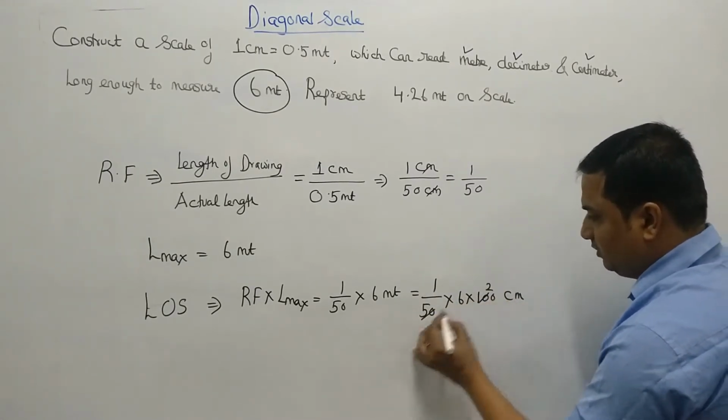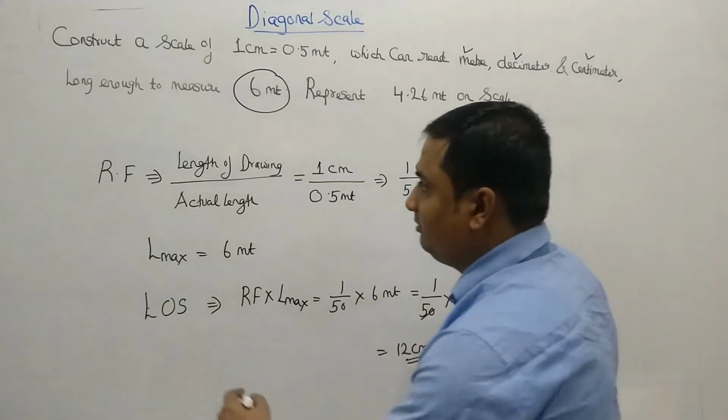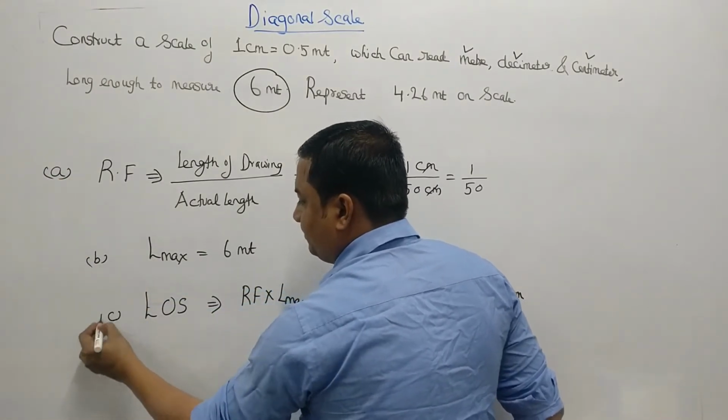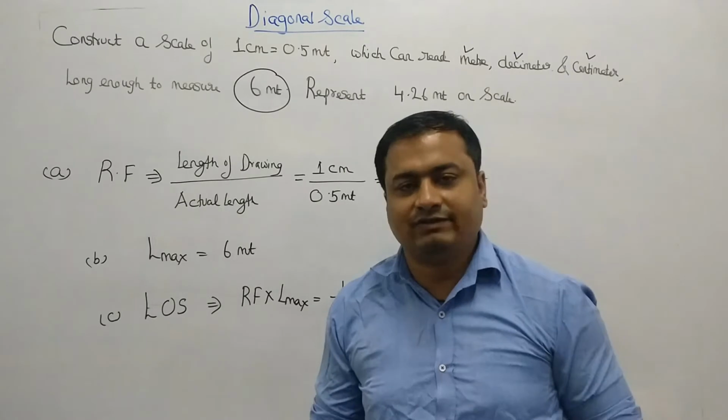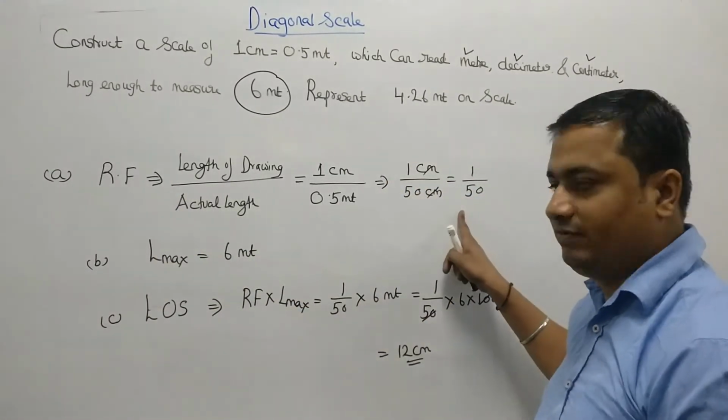So this will be cancelled out. So length of scale is 12 centimeter. So these are the three basic requirements, A, B and C, based on which we are going to construct our diagonal scale. The first requirement is RF, that is equal to 1 upon 50.